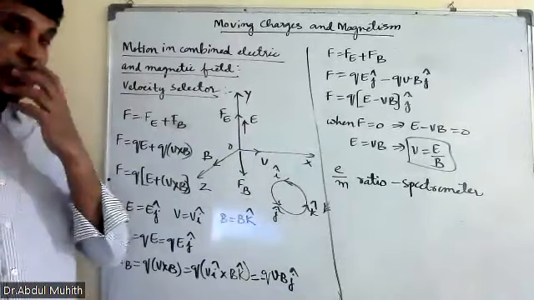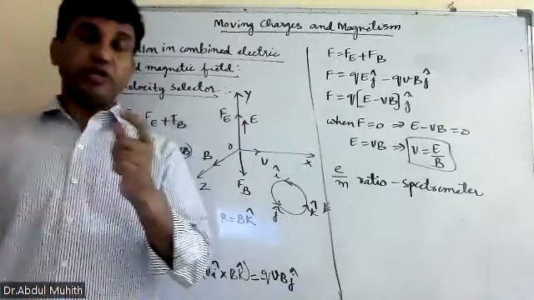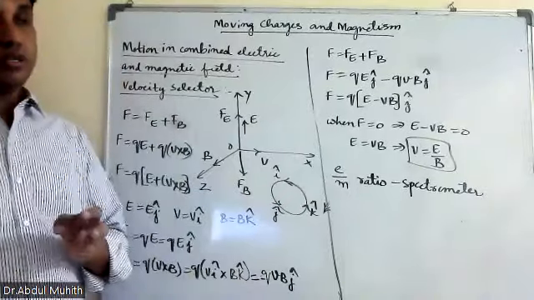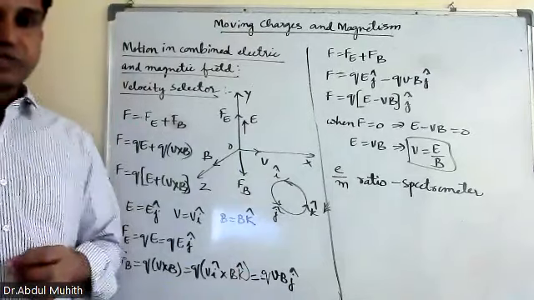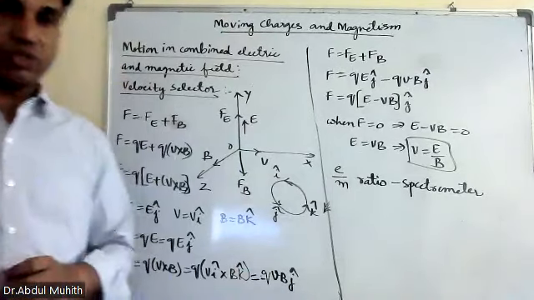The e by m ratio is what? For the electron, it is 1.76 into 10 to the power of 11 coulomb per kg. That value is there, and it's also an important value.